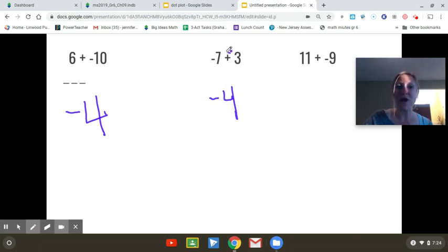I wonder if there's an easy way we can remember this. I don't know. Maybe a rule, maybe a song. Feel free to sing along.